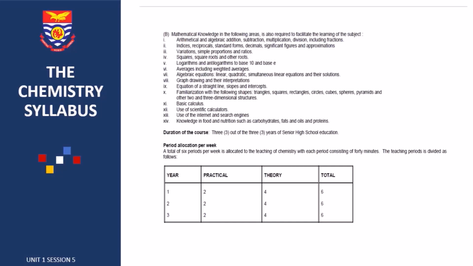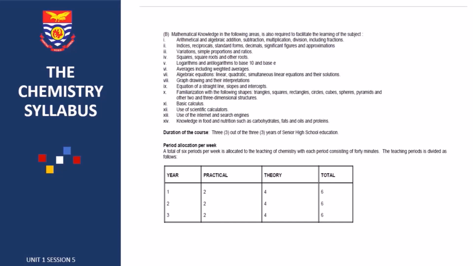All other aspects of mathematics include graph drawing and their interpretation, equation of a straight line, slopes and intercepts, owing to the use of the internet and search engines, and the knowledge in food and nutrition. The duration of the course, according to the syllabus, is 3 years of senior high school education.